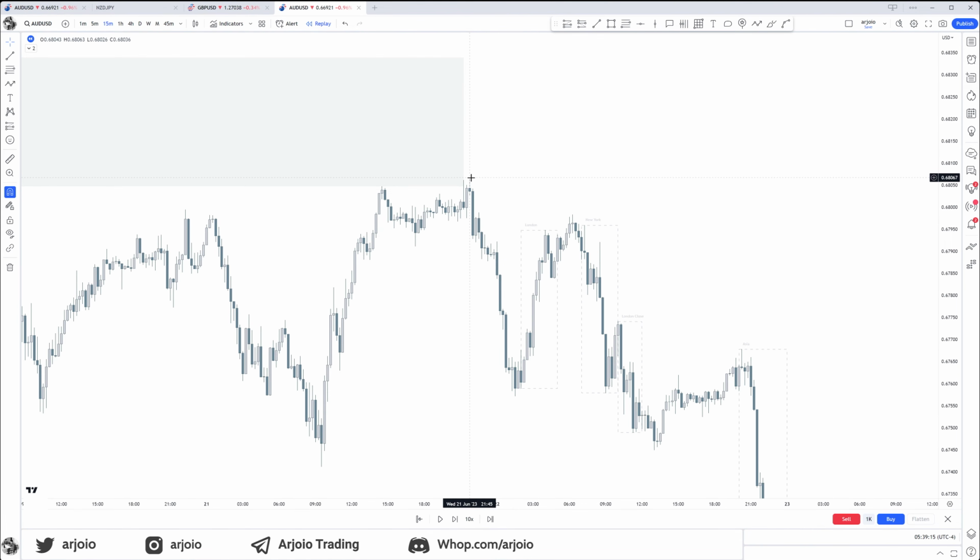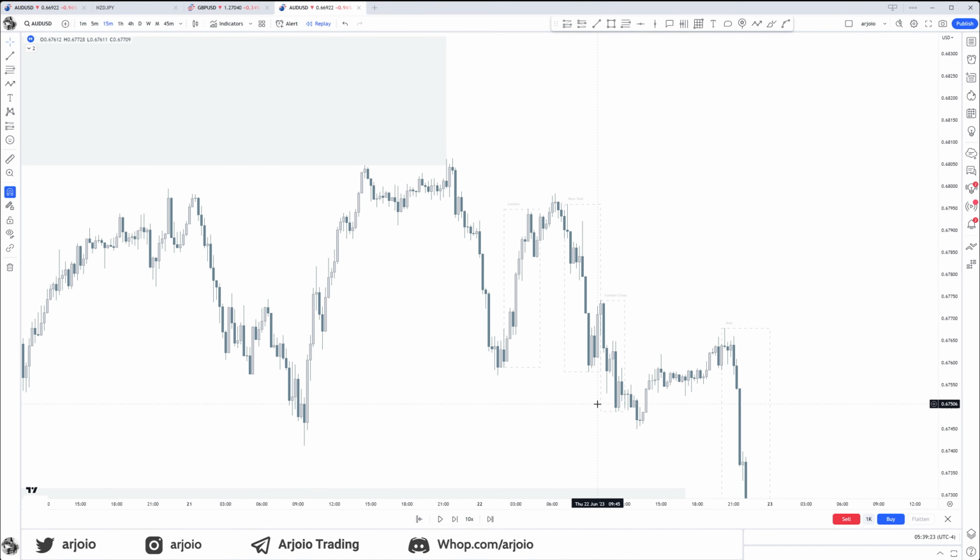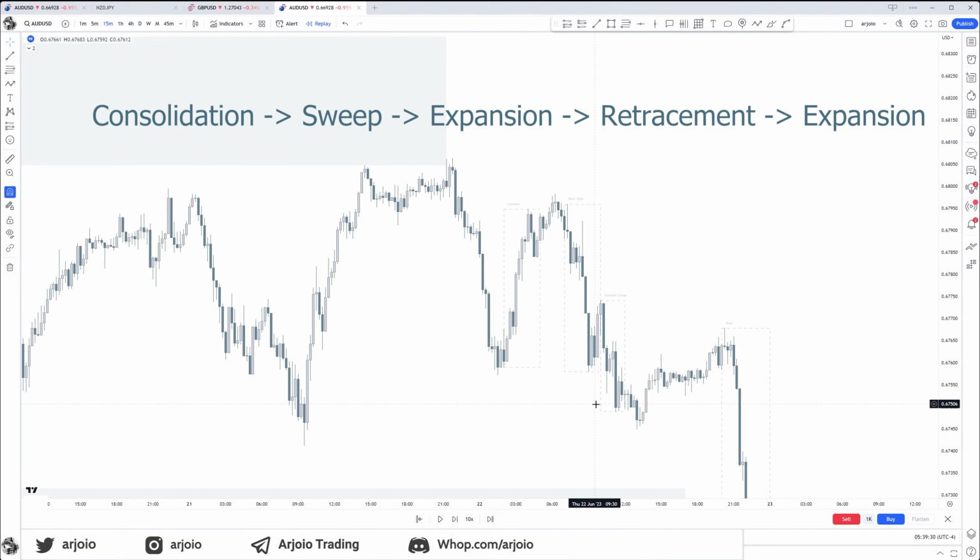London made the high of the week. London had displacement. New York had the retracement and the expansion again. And London close made the low there. The sessions change, but the story stays the same, right? It is constantly consolidation, sweep, expansion, retracement, expansion. Let me repeat that. Consolidation, sweep, aka your manipulation, expansion to the intended direction.